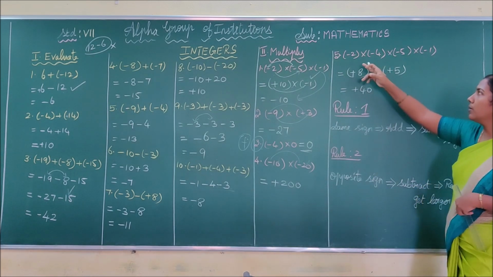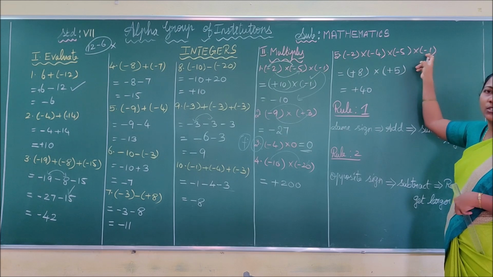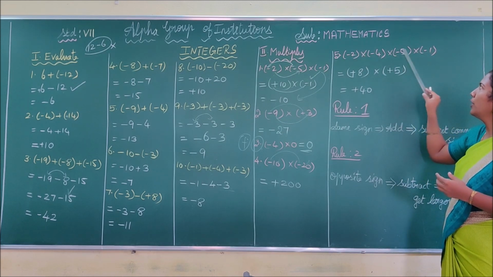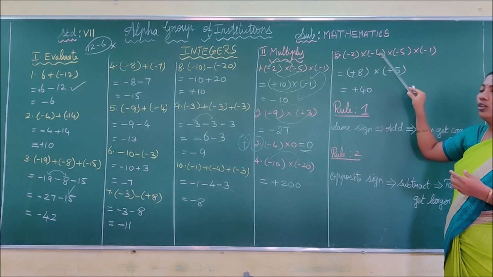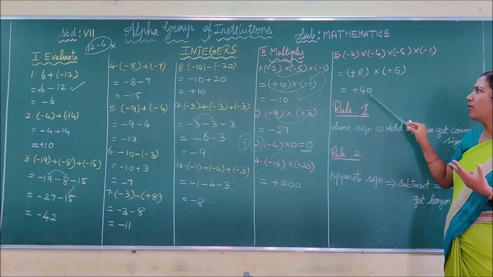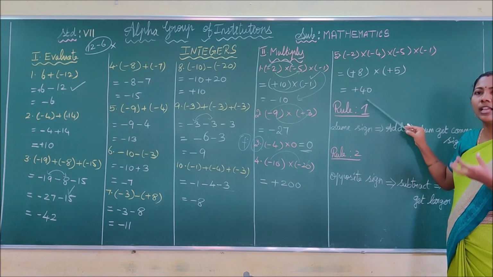See the last sum. Minus 2 into minus 4 into minus 5 into minus 1. It's a very easy sum. Ignore all the symbols. 2 into 4 into 5 into 1. 2 into 4, 2 4s are 8. 5 into 1, 5. 8 5s are 40. Now the matter we have to discuss is what is the symbol for the answer.